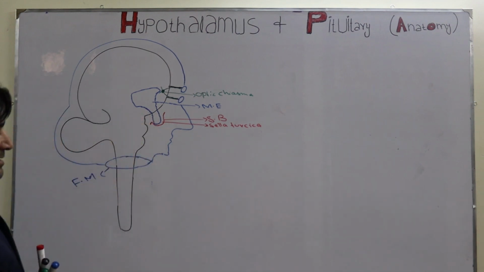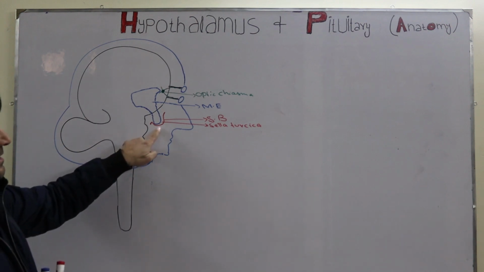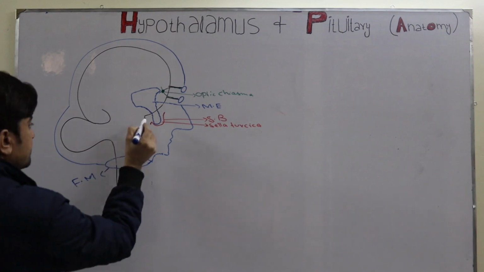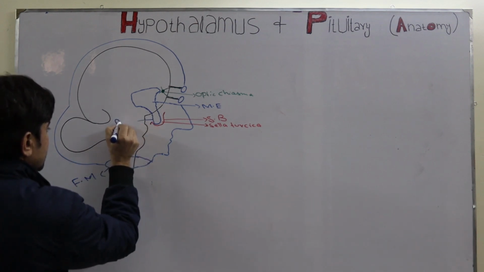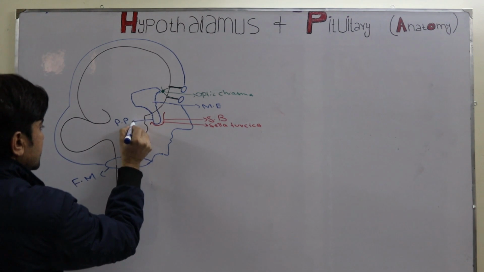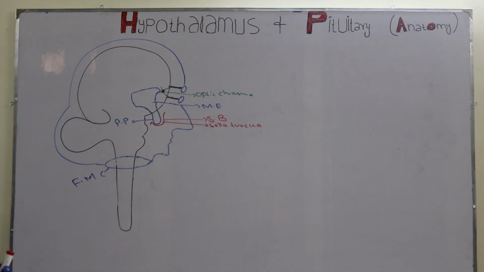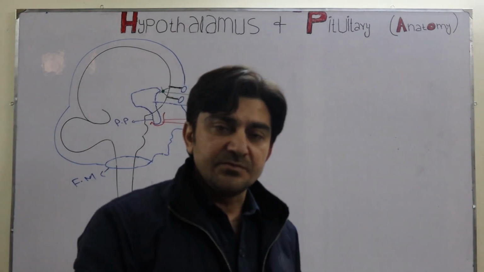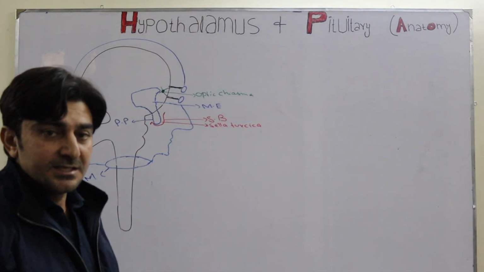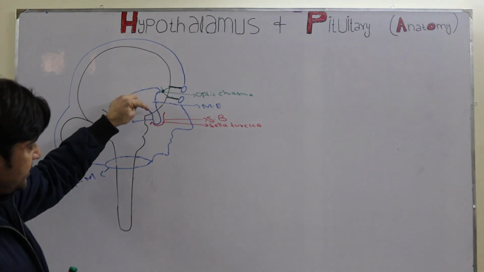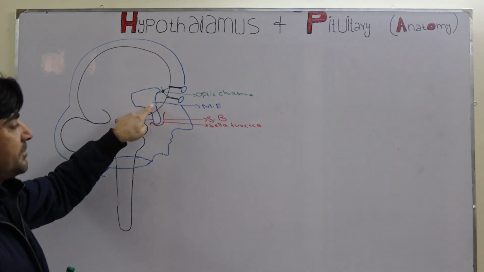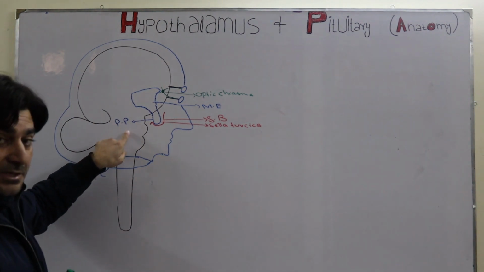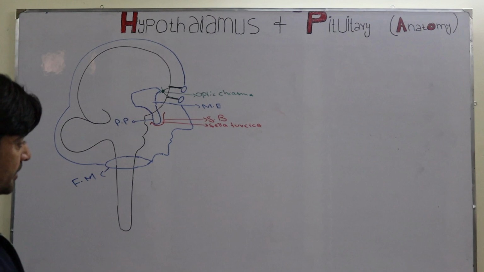That region of hypothalamus which is located in the sella turcica of the sphenoid bone is called posterior pituitary. So in my previous lecture I talked that posterior pituitary is also called neurohypophysis. It is called neurohypophysis because, as you can see, it originates from nervous tissue. That is why it is also called neurohypophysis.